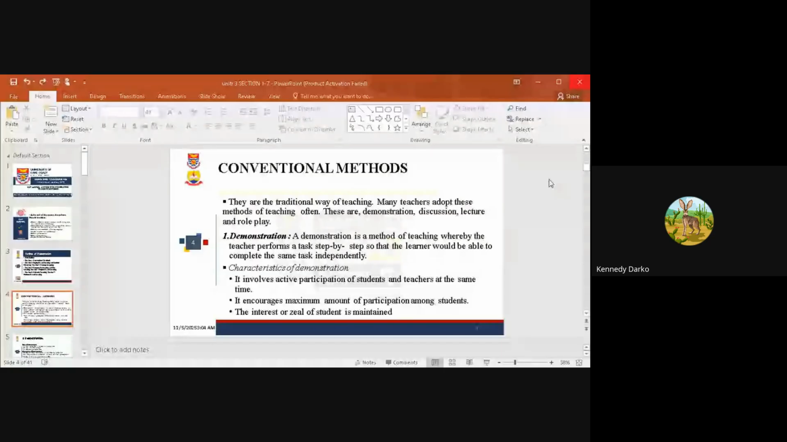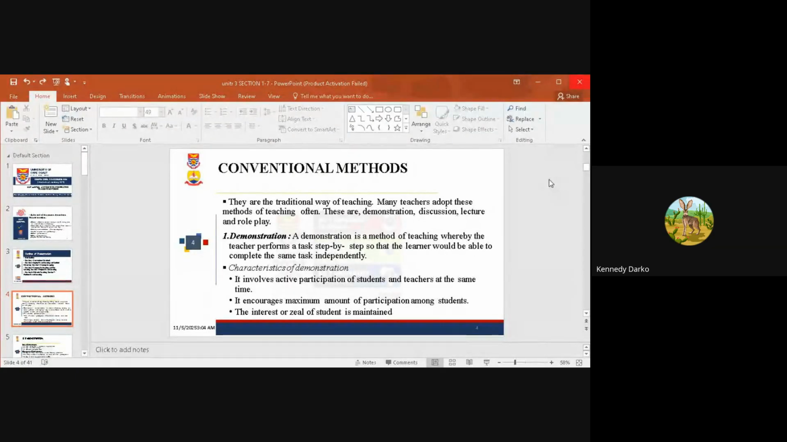We are saying that it involves active participation of students and teachers at the same time, because you demonstrate for the students to look at it. As you are demonstrating, children actively pay attention. They don't act passively. They pay attention with all their senses, because afterwards, if the teacher asks you to perform and you're not able to perform it, then you have a problem. So both teacher and pupils pay particular attention to it. That is one of the characteristics.